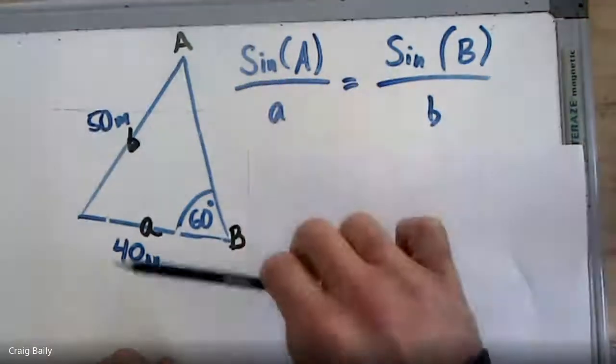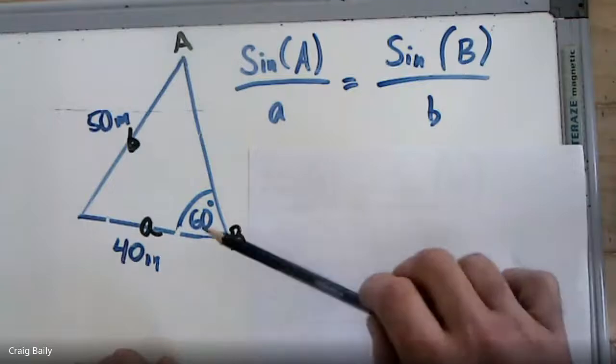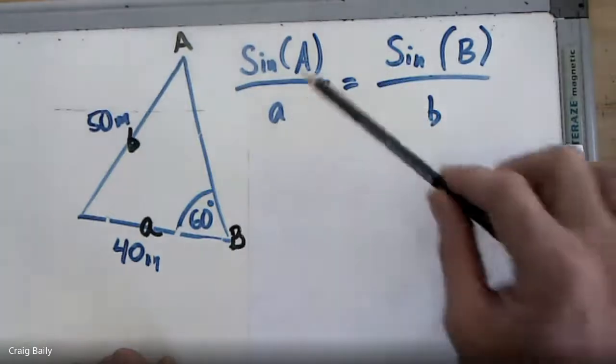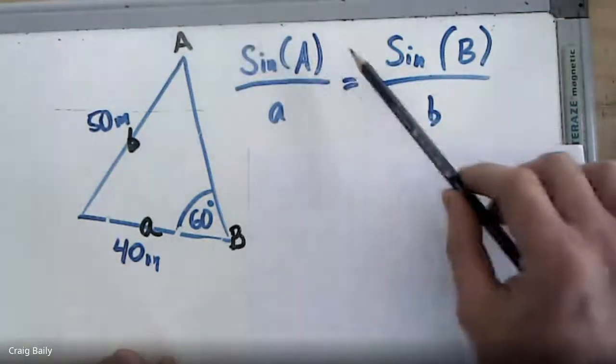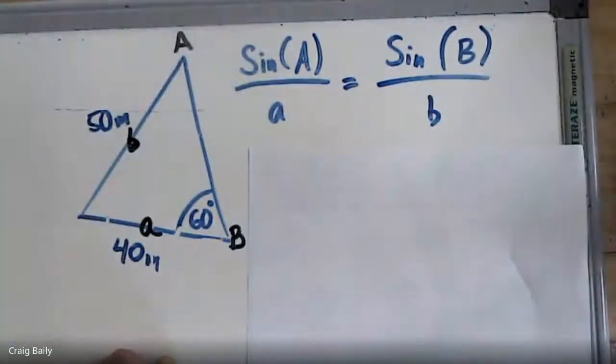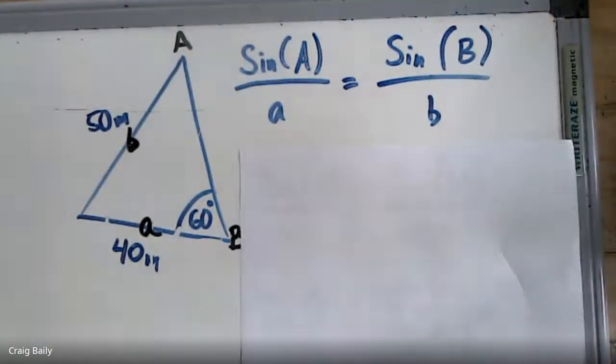And since I know two of the sides and only one angle, that means I'm going to use the sine rule to find that last angle. And I encourage you to always put your unknown as the top of the first fraction, because that's going to make it easier to solve for it.